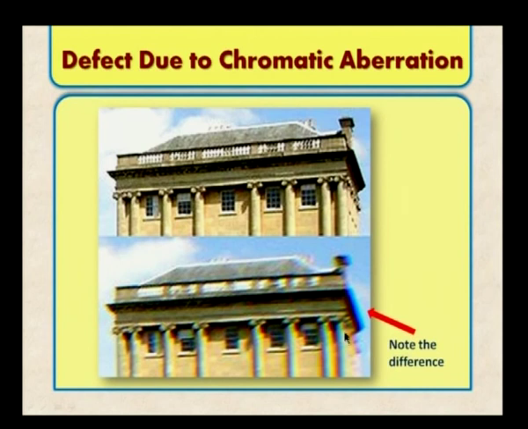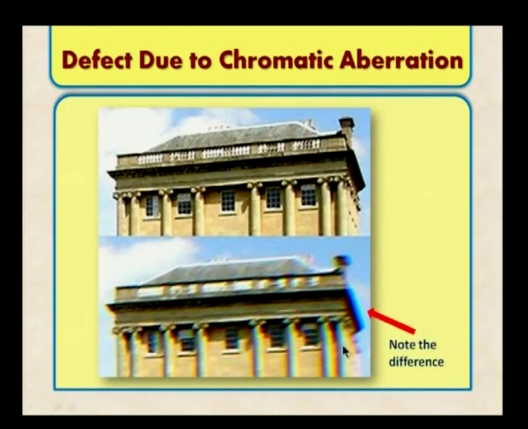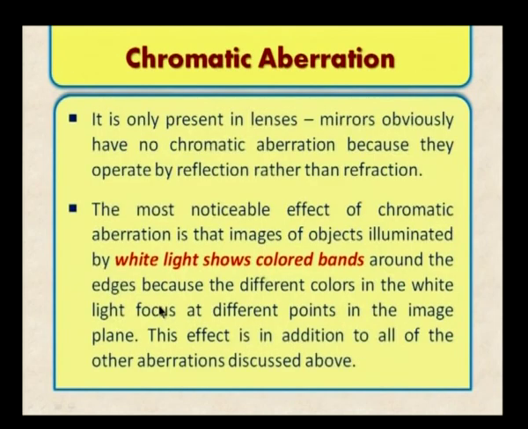Now, I mentioned the colored bands. These are the colored bands because the white light is getting split up into different colors. So, remember, chromatic aberration is the defect caused when white light is incident, not a monochromatic beam. When white light, which is composed of different colors starting from violet to red, is made to pass through a lens, then you will be getting this kind of coloration, and that gives rise to the so-called chromatic aberration. That is what I am talking about here.